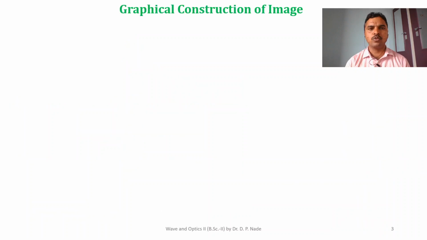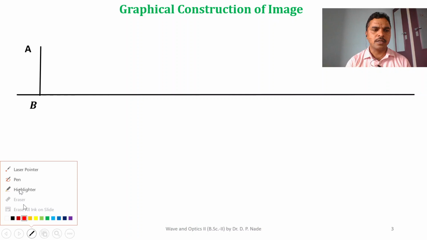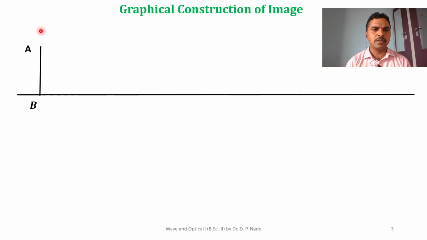Now today we'll discuss the graphical construction of the image. Let us consider this is the principal axis of the lens, and here AB is the object. So AB is here, yes, this is the object, and the object has height h1. Please keep in mind this is the height of the object.